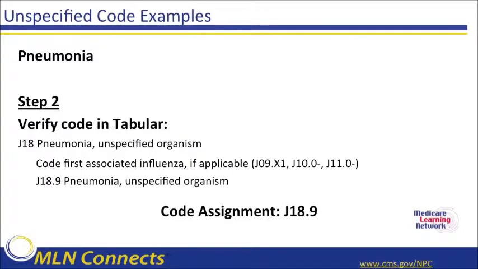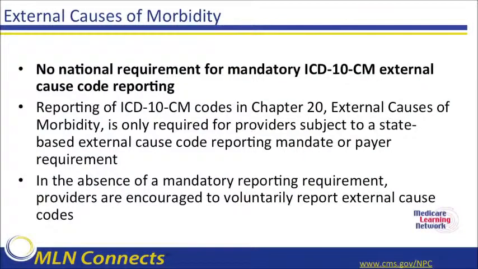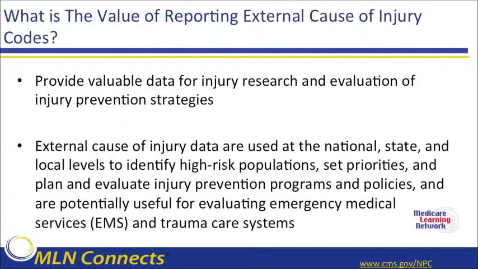Finally, could you go over external cause codes? As stated on slide 42, there is no national requirement for mandatory reporting of ICD-10-CM codes in Chapter 20, External Causes of Morbidity. Reporting of these codes is only required for providers subject to a state-based external cause code reporting mandate or a payer requirement. However, in the absence of a mandatory reporting requirement, providers are encouraged to voluntarily report external cause codes because these codes have significant value. For example, these codes provide valuable data for injury research and evaluation of injury prevention strategies.